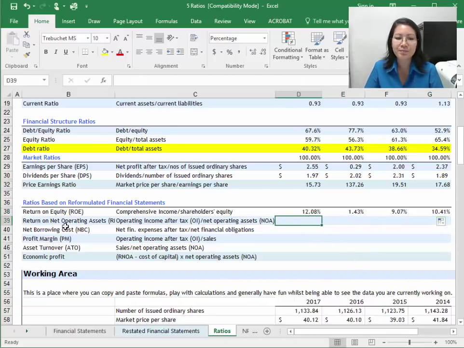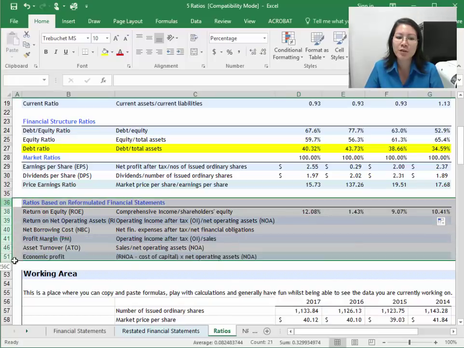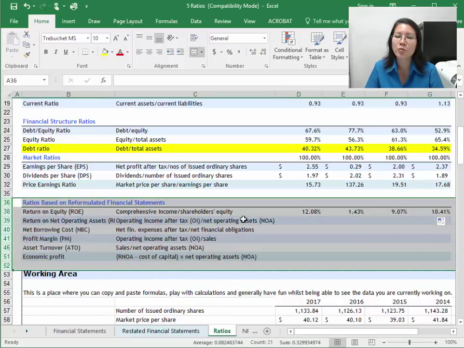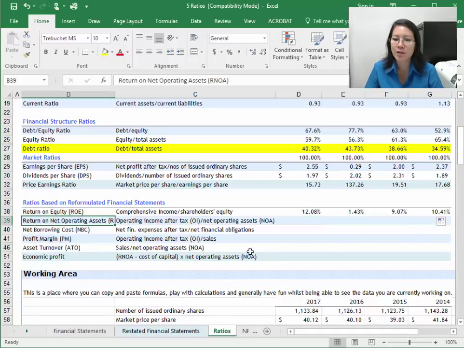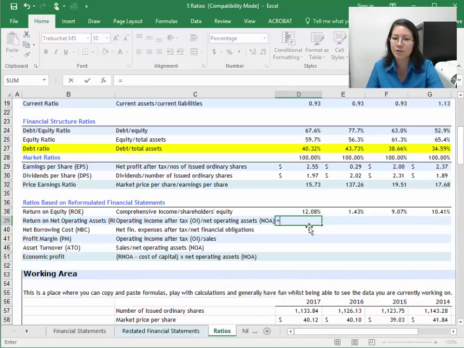So this is good. Remember, what's different with these ratios to our previous ratios? We've separated operating items from the financing items. So we're gleaning further insights into the business. All right, return on net operating assets. This is the one that you want to compare to our return on assets above. So let's go and calculate this one first.